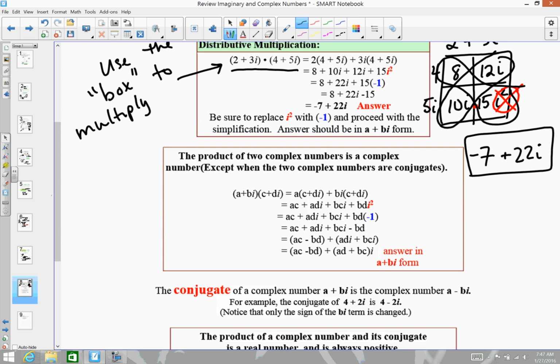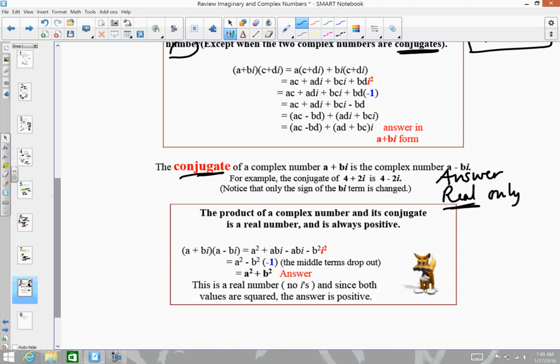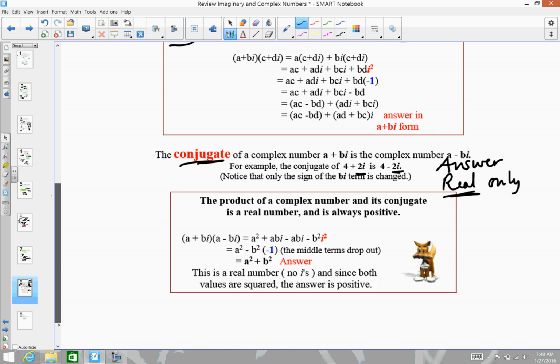Now when you take the product of two complex numbers, your answer is going to be a complex number, unless you are multiplying complex numbers that are conjugates. If that's the case, then the imaginary part will drop out, and your answer is going to be real. So your answer is real only, no imaginary part, if you are multiplying conjugates, where the imaginary part is the second part of your conjugate.